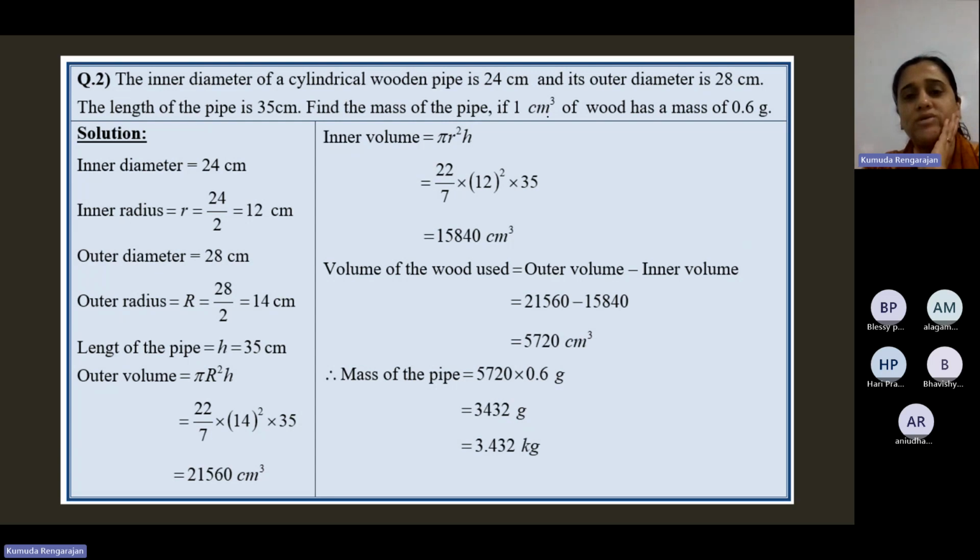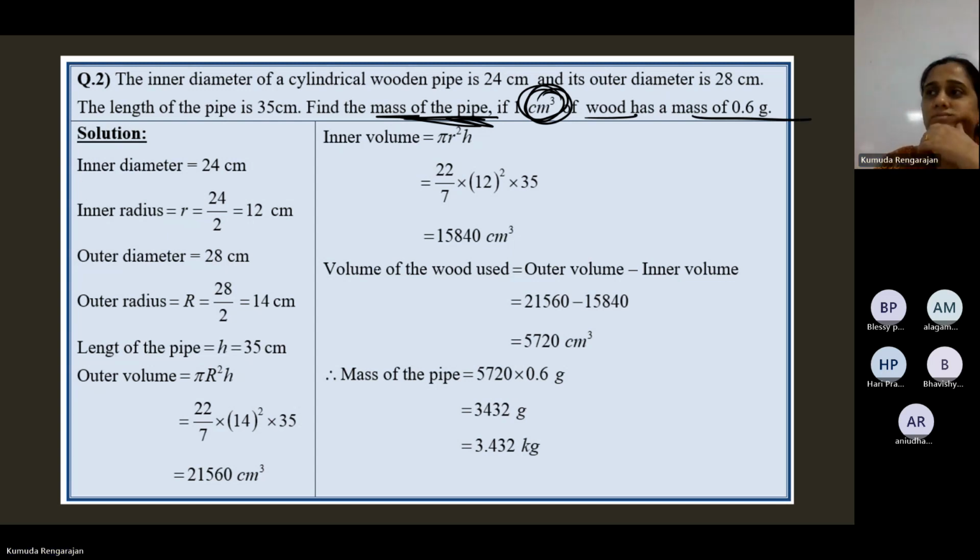We have to find volume because they've given 1 centimeter cube of wood. So we should find volume. Do not get confused about why you're not finding total surface area. That's because they've given the mass of the pipe. You should find the mass of the pipe if 1 centimeter cube of wood has a mass of 0.6 grams. So here itself you can make out that it's volume. Centimeter cube is a unit for volume. And for a hollow cylinder, how do you find volume? Find the outer volume, find the inner volume, subtract to get the volume of the wood.